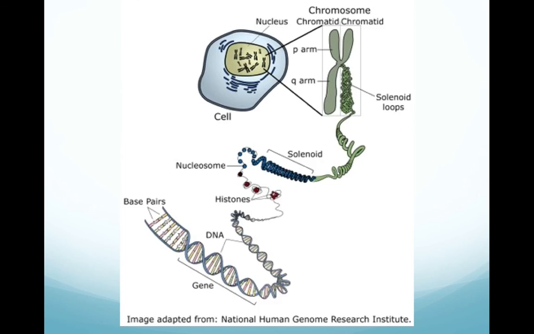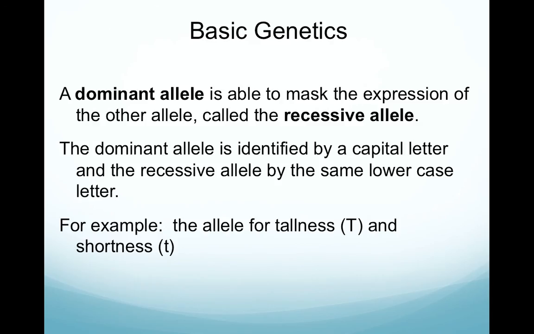Let's go through some basic genetics now. We've already covered this some, but remember that chromosomes hold your genetic information in the form of genes, which are specific strips of DNA that code for certain proteins that manifest as characteristics such as hair color, eye color, and height, for some examples. Alternate versions of a gene are called alleles. A dominant allele is able to mask the expression of the other allele, which is called the recessive allele. The dominant allele is typically identified by a capital letter, and the recessive allele is identified by the same letter, but lowercase.